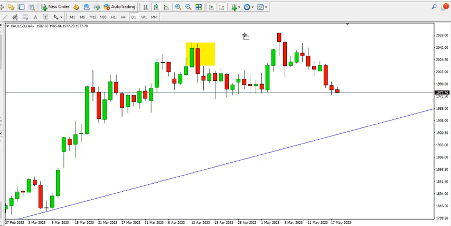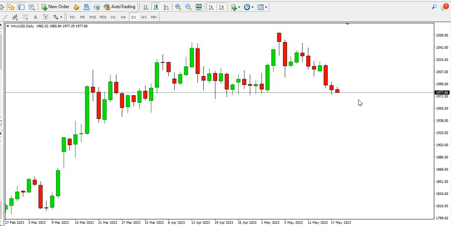Price is almost at the neckline, and a break of this neckline will send price down. We might have a retest before price comes to this ascending trend line. But that's a possibility. I might be wrong.